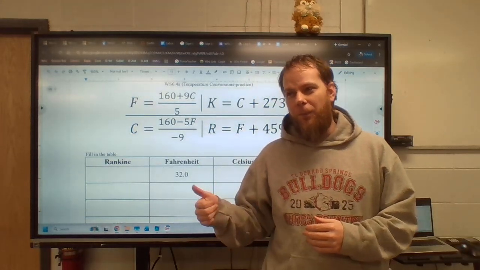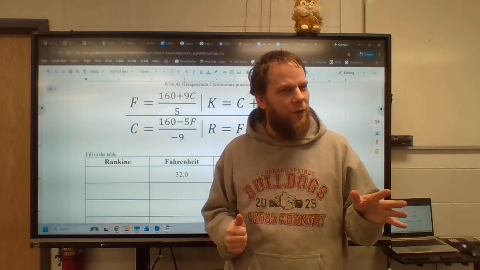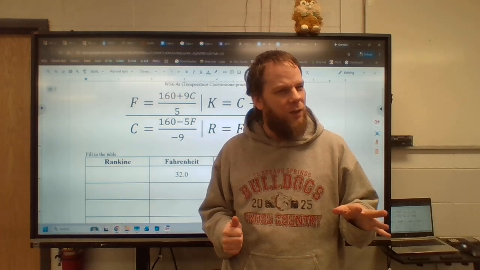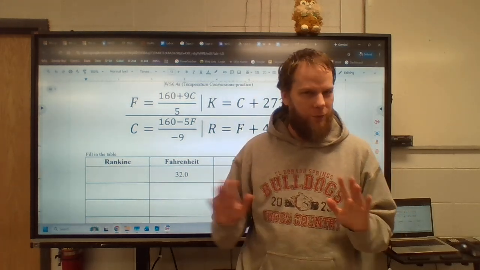I think it's 70-ish Fahrenheit is around 36 Celsius, I think. So there's a big difference in these two temperature scales.